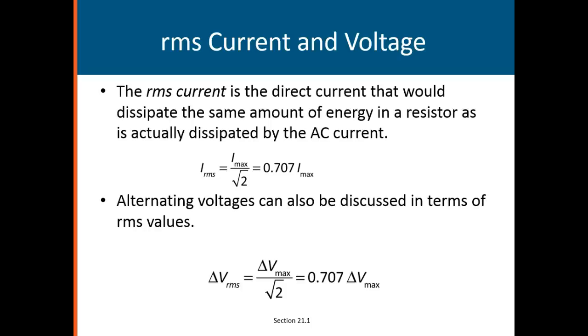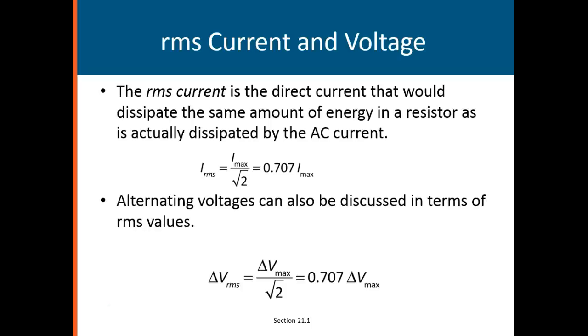So here is the formula for this, and this is basically what you get in AC circuitry. The I max, that's the maximum current that you can have in the alternating current when it's at its max. Divide that by the square root of 2, which is 1.414. So that gives you 0.707 times the I max. So it's less than the I max, but not a lot less.